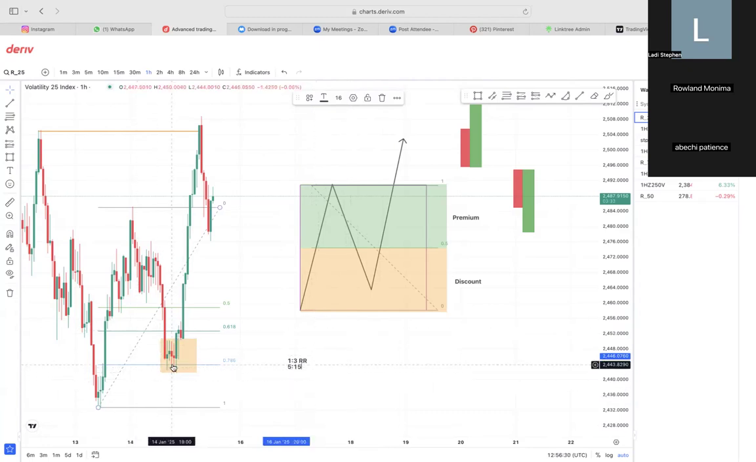If for instance you entered at this zone, your risk was $5. If it goes in your direction, which is bullish, in this case, you are bullish, you made $15. If it went against you and came down here, you lost $5. If it goes, you make 15. If you lose, you lose 5.